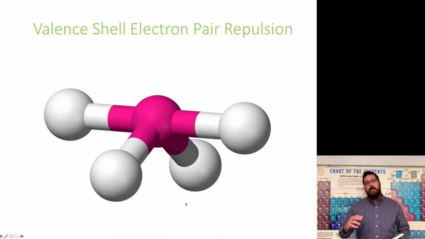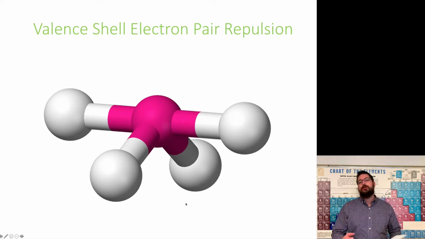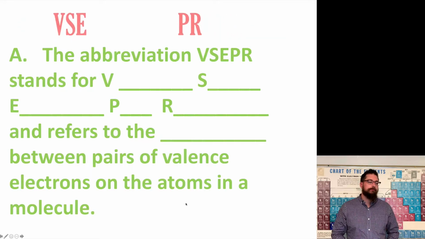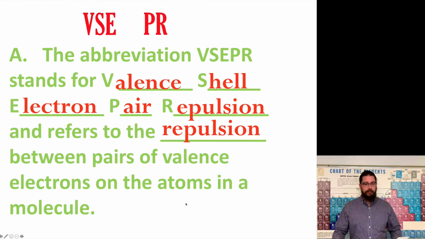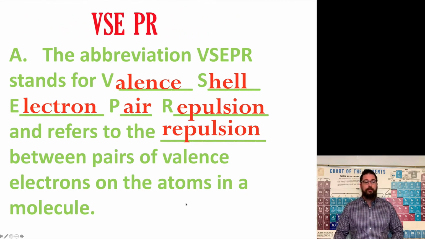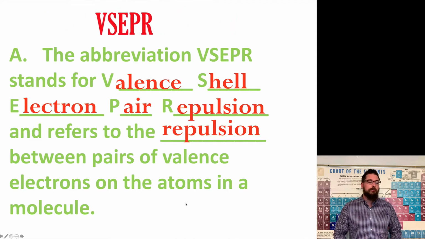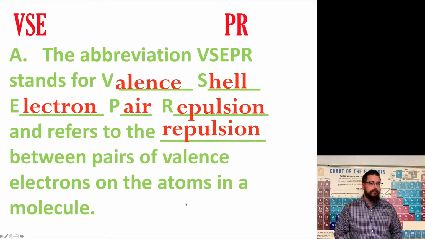When atoms are bonded together and you have multiple atoms on a central atom, they'll make a certain shape depending on the central atom and the number of atoms bonded to that central atom. There's a particular shape that it'll make, and that's what we're going to talk about today. The abbreviation VSEPR stands for valence shell electron pair repulsion. If you break down what that is saying, it's the valence electrons repelling each other.